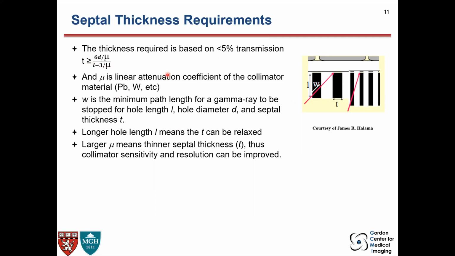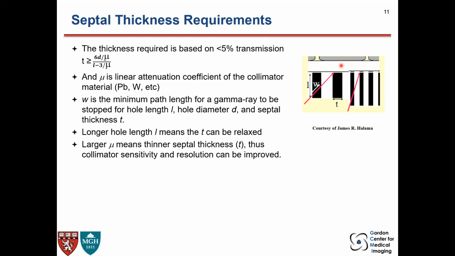So as a rule of thumb, the formula presented here is actually based on 5% transmission, meaning only about 5% of the gamma rays are allowed to pass through the collimator wall and interact with the detector material. And mu is the linear attenuation coefficient of the collimator material, and W is the minimum path length for the gamma ray to be stopped for hole length L, diameter D, and septal thickness of T.